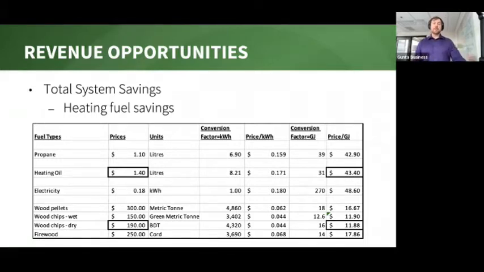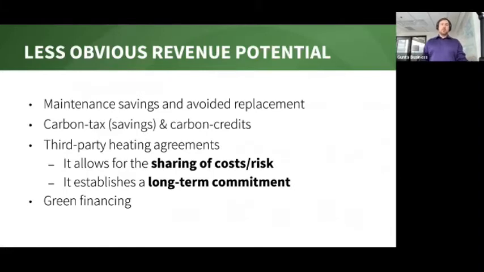There are marginal differences, and it's hugely sensitive to what the market prices are on the day. And when we do business planning, we do all kinds of sensitivity analysis to show what a $10 per ton or a 10 cent per liter change does, and how it affects the bottom line. So that's the obvious revenue, is straight up what's the cost of fuel versus fuel.